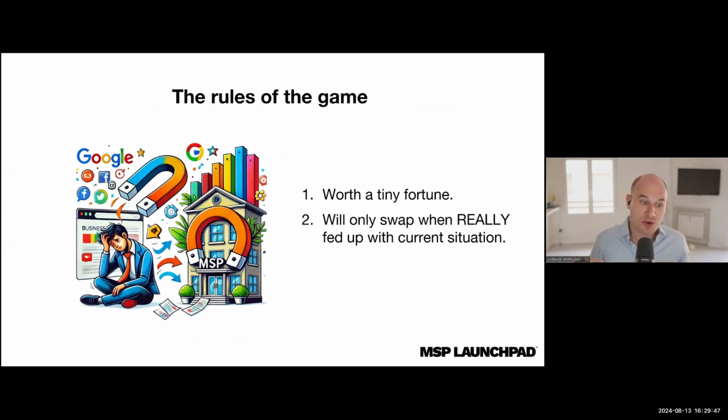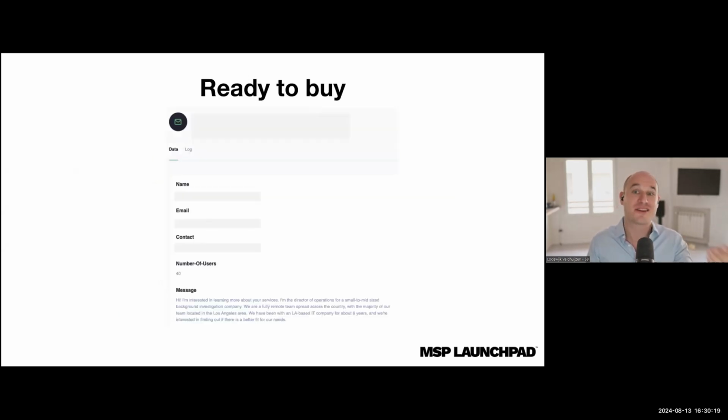But what we also know is that your clients, your prospects, are already married to an MSP and they're hard to attract, right? And they will primarily swap when they are really fed up with their current MSP. So what happens is that if you set this up correctly, and you can see this picture here, you kind of turn your MSP into a little magnet for frustrated business owners who are fed up with the current MSP. You'll get stuff like this. So you get leads coming in that are ready to buy.